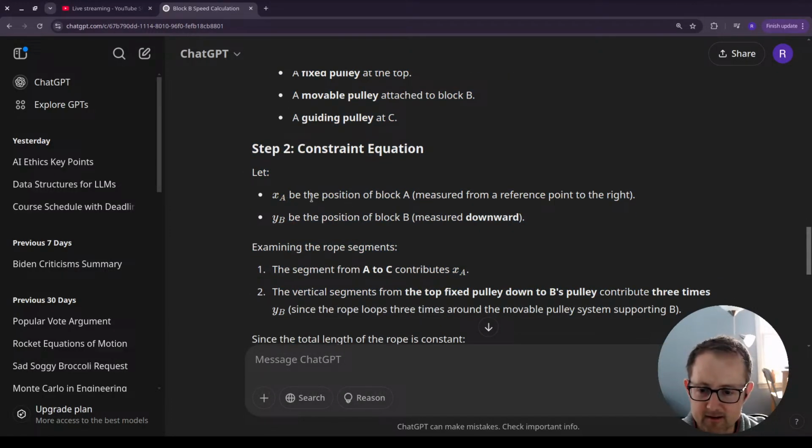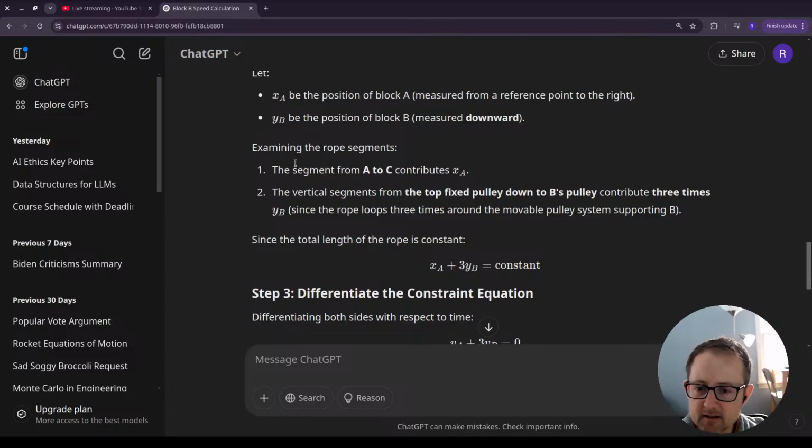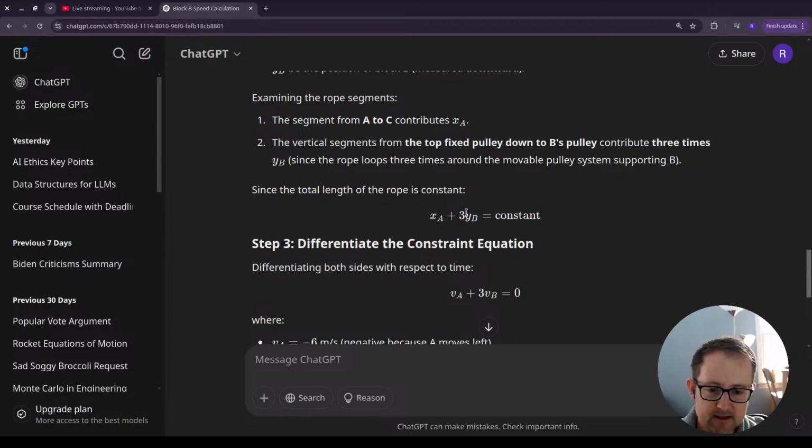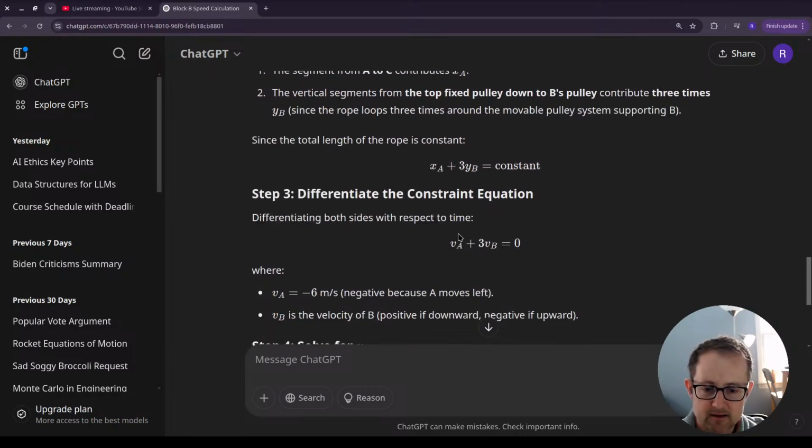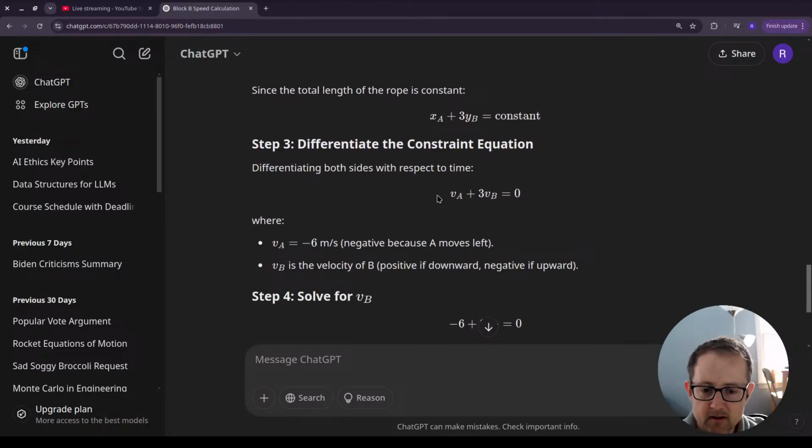All right, so XA is this. Now it is giving us the right equation: XA plus 3YB is constant. So then VA plus 3VB is 0. And now it's saying that XA is -6. But is that right?